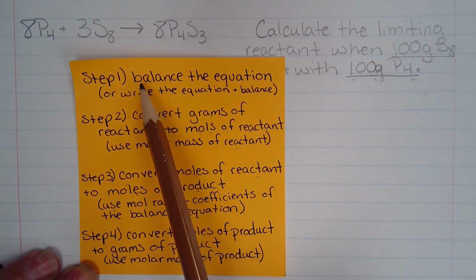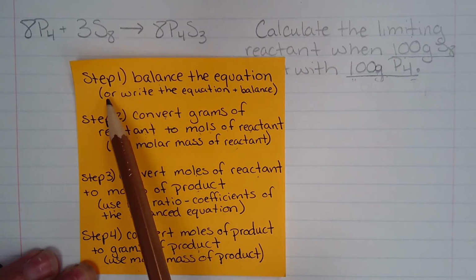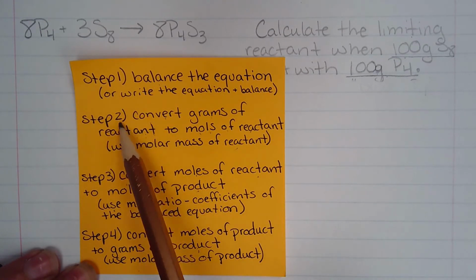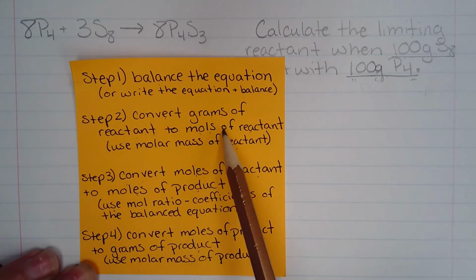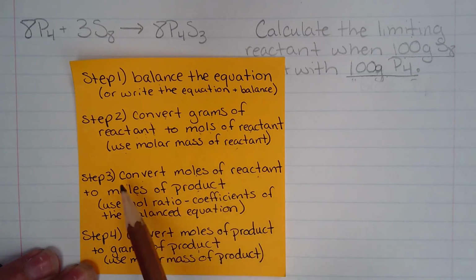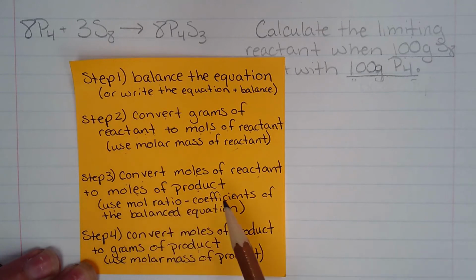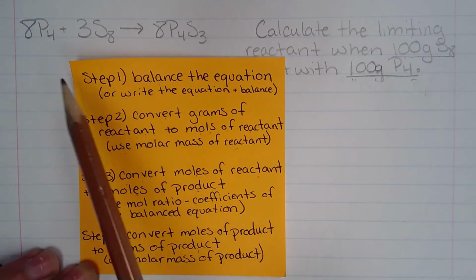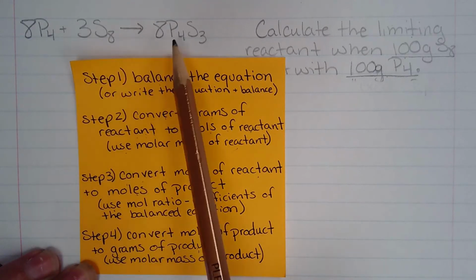in your notes, okay? So step 1, balance the equation. Step 2 is to convert grams of reactant to moles of reactants. To do this, use the molar mass of the reactants. Step 3 is to convert moles of reactant to moles of product. To do that, we use the mole ratio and coefficients of the balanced equation. Remember these guys up here, these are your coefficients.